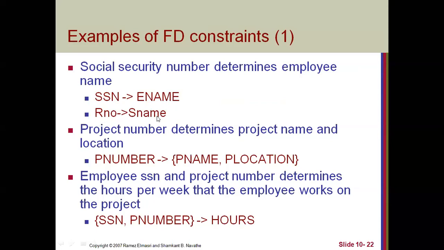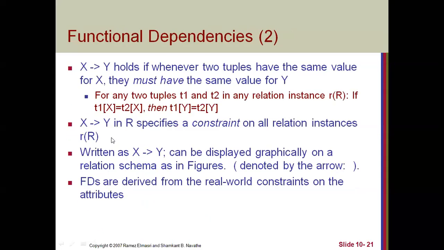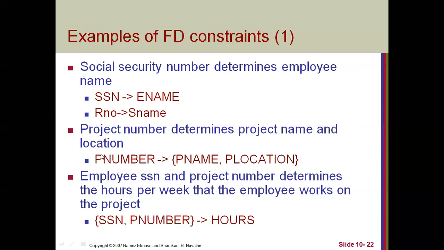Similarly, we have another example here. Roll number functionally determines SName. Now the third example we have here down, that P number or the project number functionally determines project name as well as project location. This we have seen sometimes. Now the fourth example, can you see down? Here in a typical example, the last one, SSN comma P number together functionally determine hours.